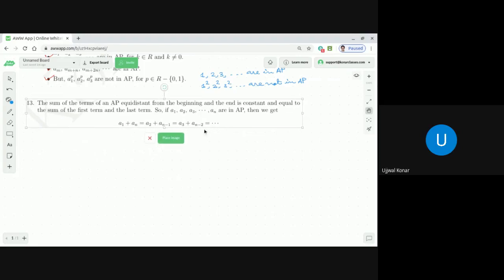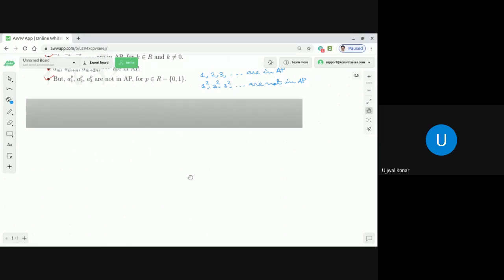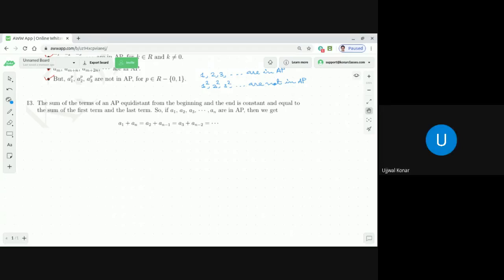If you look into the next point, dear students, what it says is that the sum of the terms of an AP equidistant from the beginning and the end is constant and equal to the sum of the first term and the last term. So in simple words, if the numbers A1, A2, A3 up to AN are in AP, let me write it very explicitly. Let me use a different color pen.